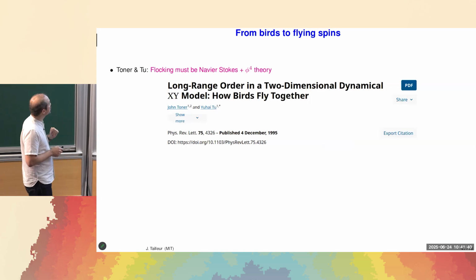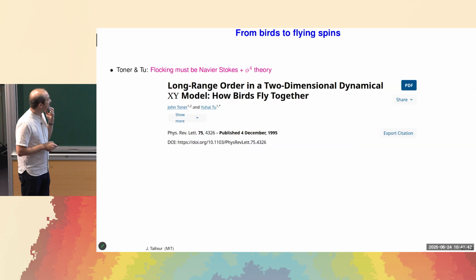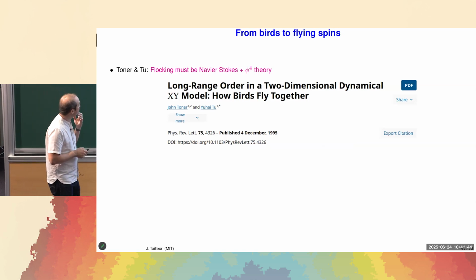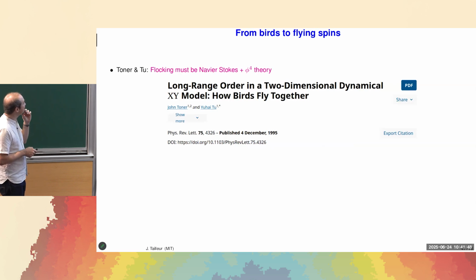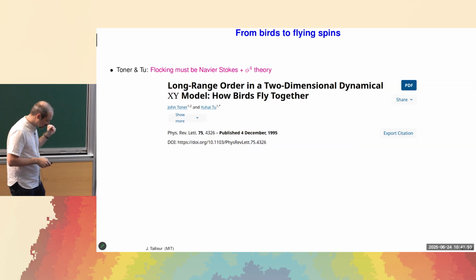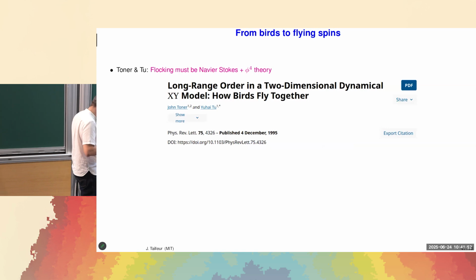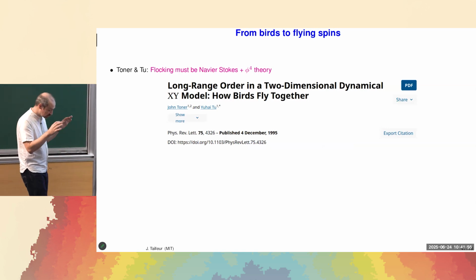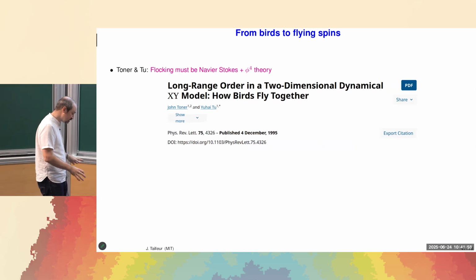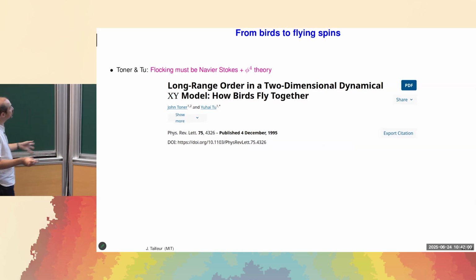Okay, so why do we go from birds to flying spins? And how did I get to work on the active Ising model? When I was a PhD student, I heard many talks from Hugues on flocking, and I thought the Vicsek model is horrible. Continuous time, continuous space, discrete time, n-body interactions, collisions. I don't know how to deal with that. I'll never work on this.